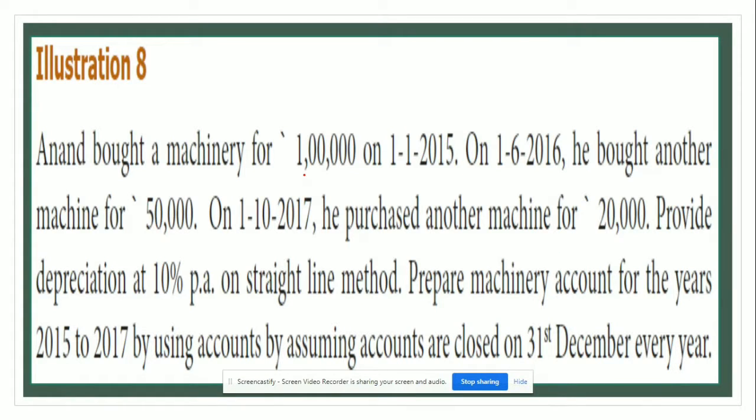And here next comes illustration 8. Here Anand bought a machinery for 1 lakh on 1 January 2015. That is, in January 2015 he purchased the first machinery, and on 1/6, that is in June, he bought another machinery, the second machinery, for rupees 15,000, and on 1/10/2017 he purchased another machinery for 20,000. So in this sum we have to calculate the depreciation for 3 machineries. I will work out the easiest method for you, and you can see that.